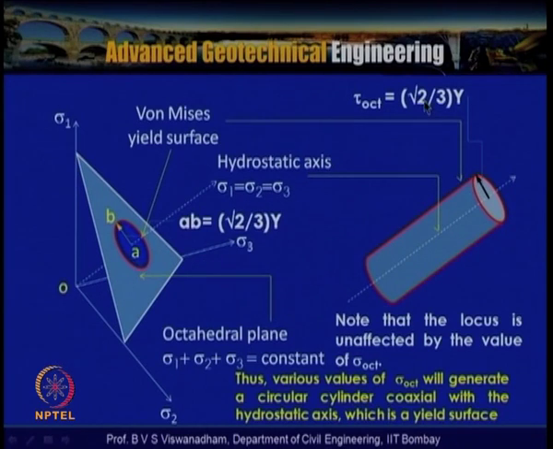Here AB is equal to tau octahedral, which is root 2 by 3 into y, and note that the locus is unaffected by the value of sigma octahedral. That means various values of sigma octahedral will generate circular cylinders coaxial with the hydrostatic axis, which is the yield surface. So we can see that the locus is not affected by the values of sigma octahedral.